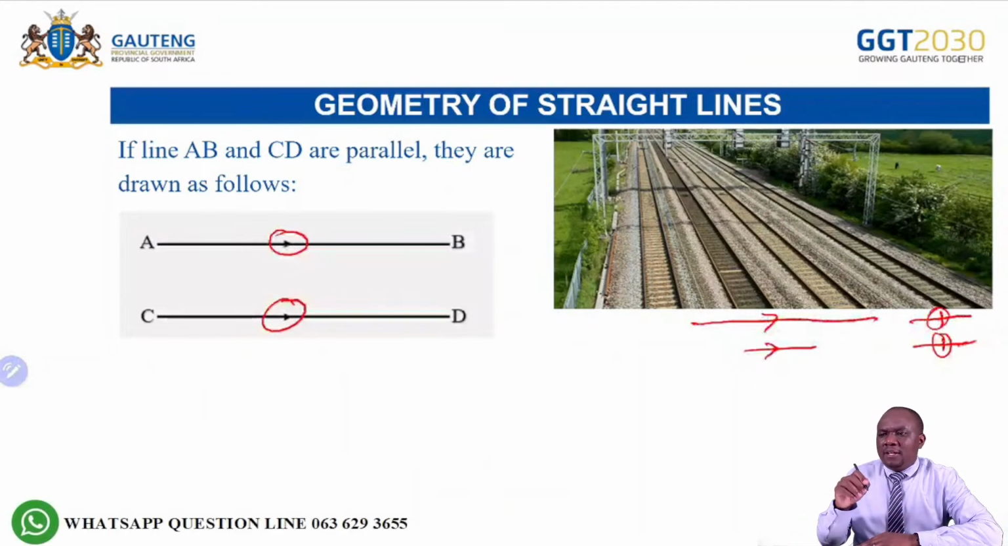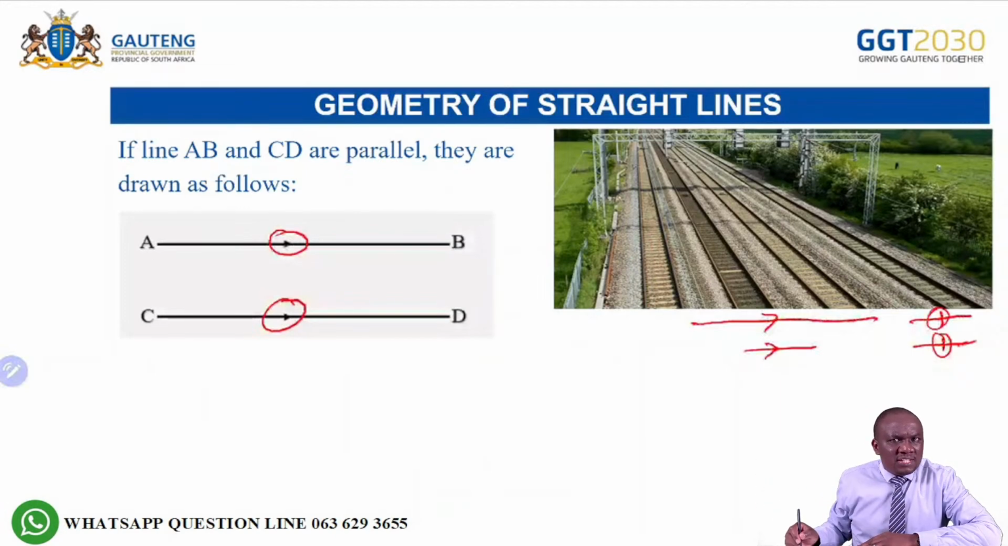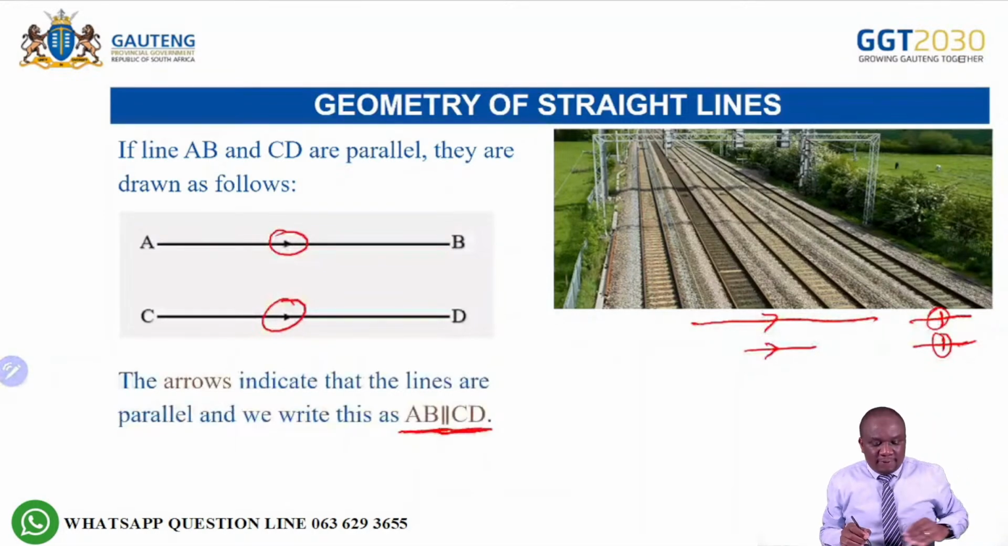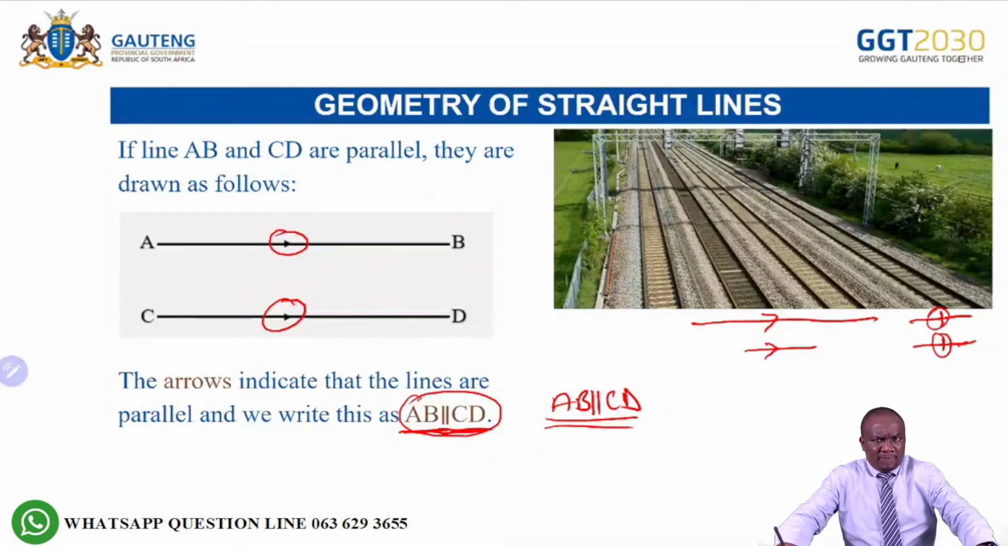Then how do we write this in mathematics? Instead of writing a whole sentence like AB is parallel to CD, we have a way of doing things in mathematical language. We just say AB is parallel to CD. This is enough to show you that AB is parallel to CD. Just these two lines there. That's how we write it in mathematics, okay?